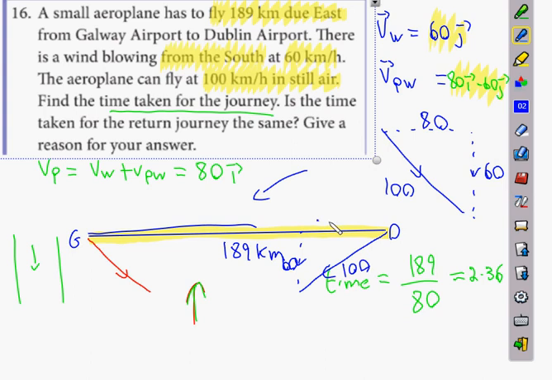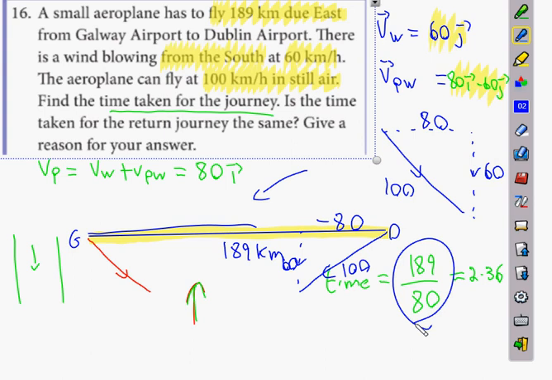The only difference on the way back is you're going minus 80, aren't you? Because you're going 80 in the opposite direction. It's still the same distance over time. So therefore, both answers are going to be the same. So long story short, when your wind or your current is perpendicular to the direction you're going, the return journey is the same as the initial journey.